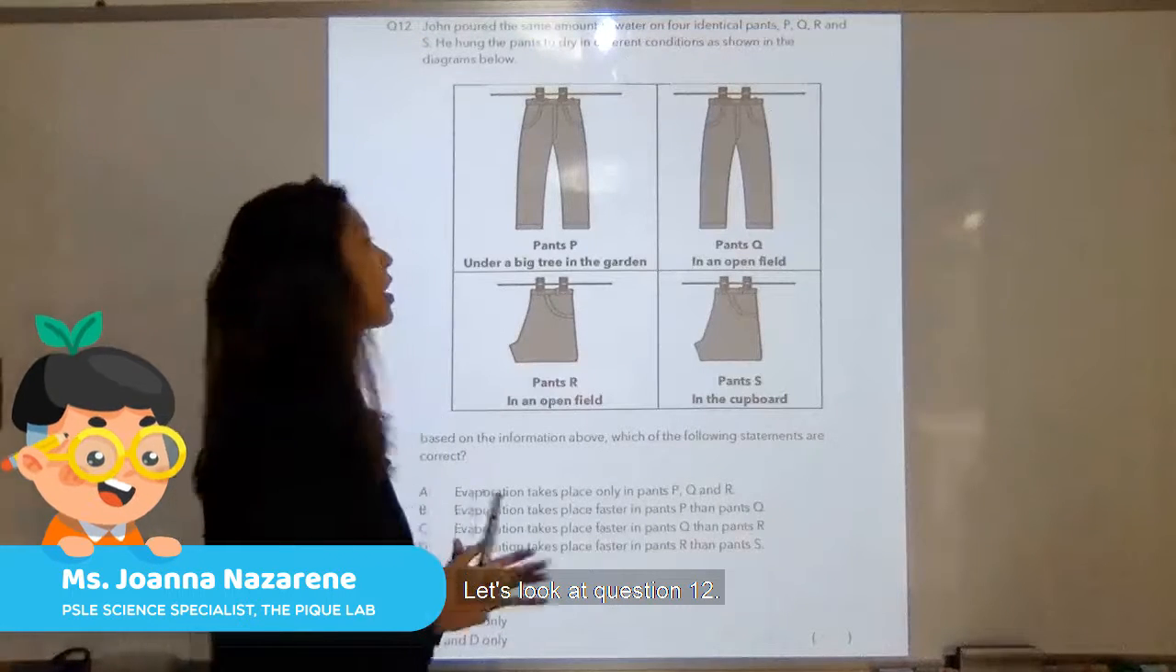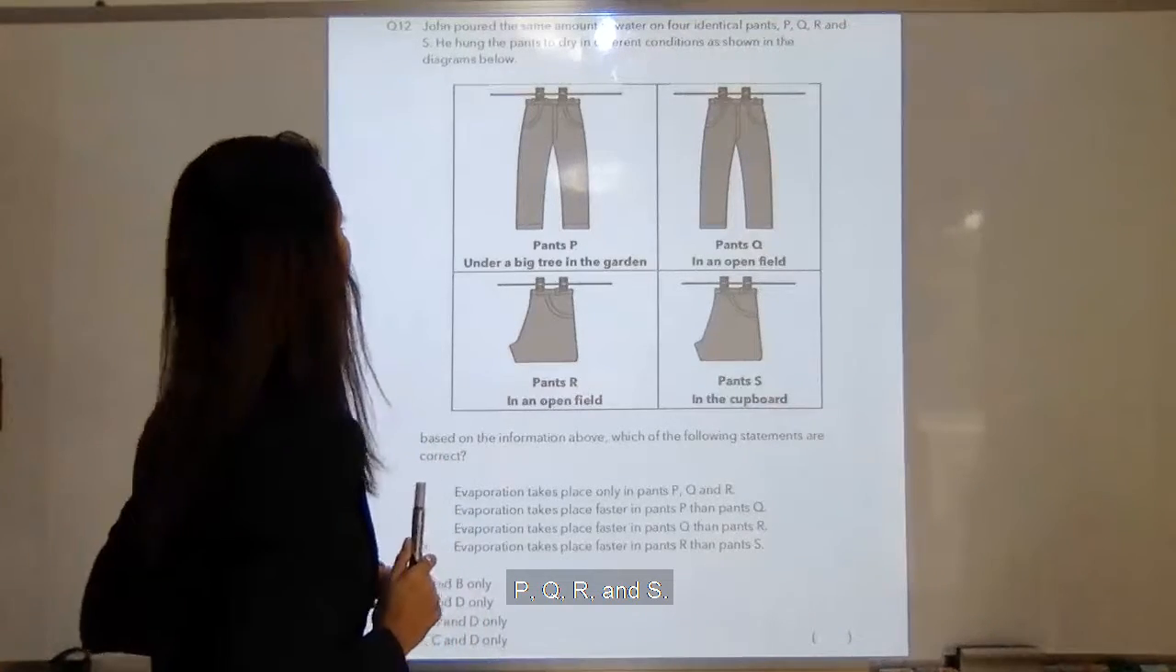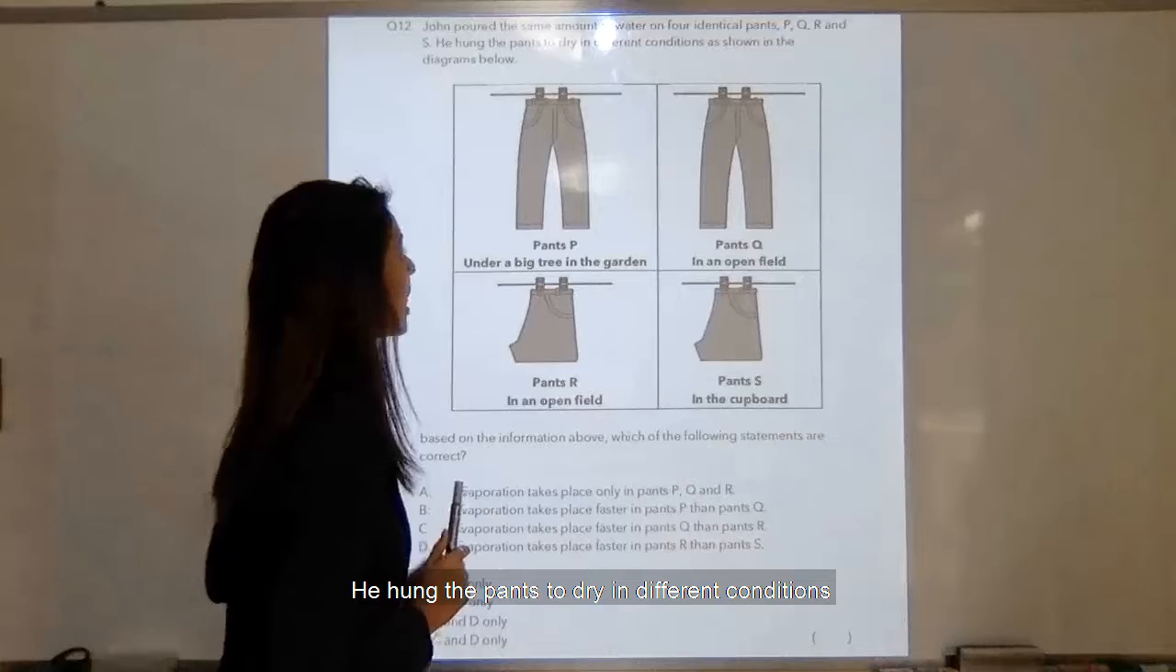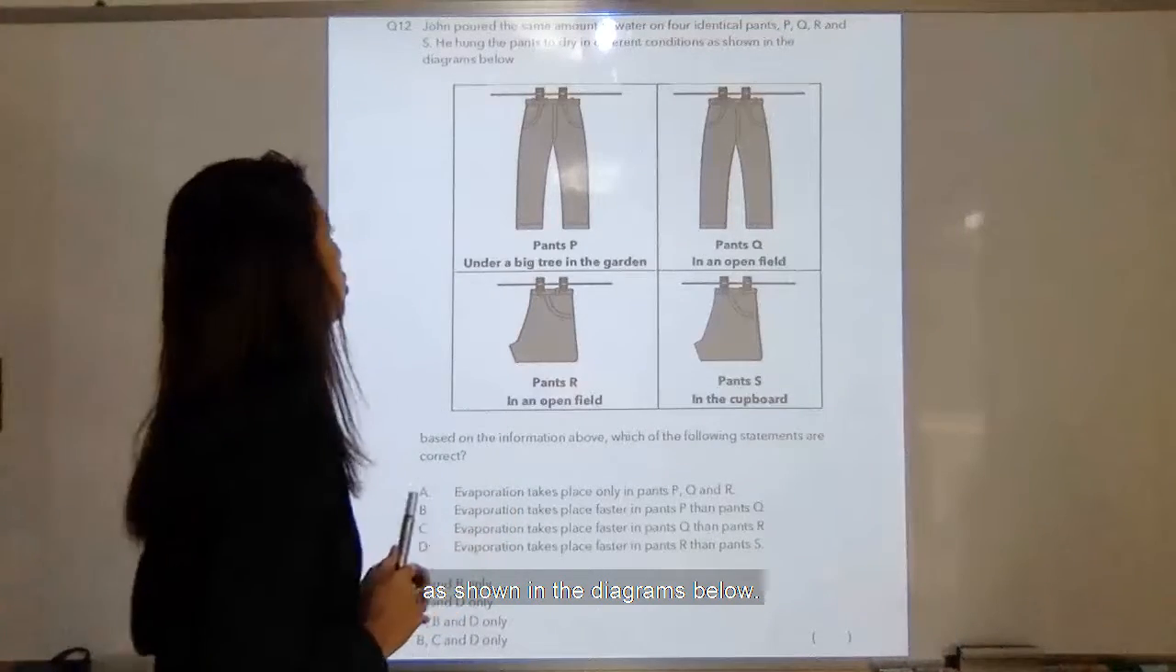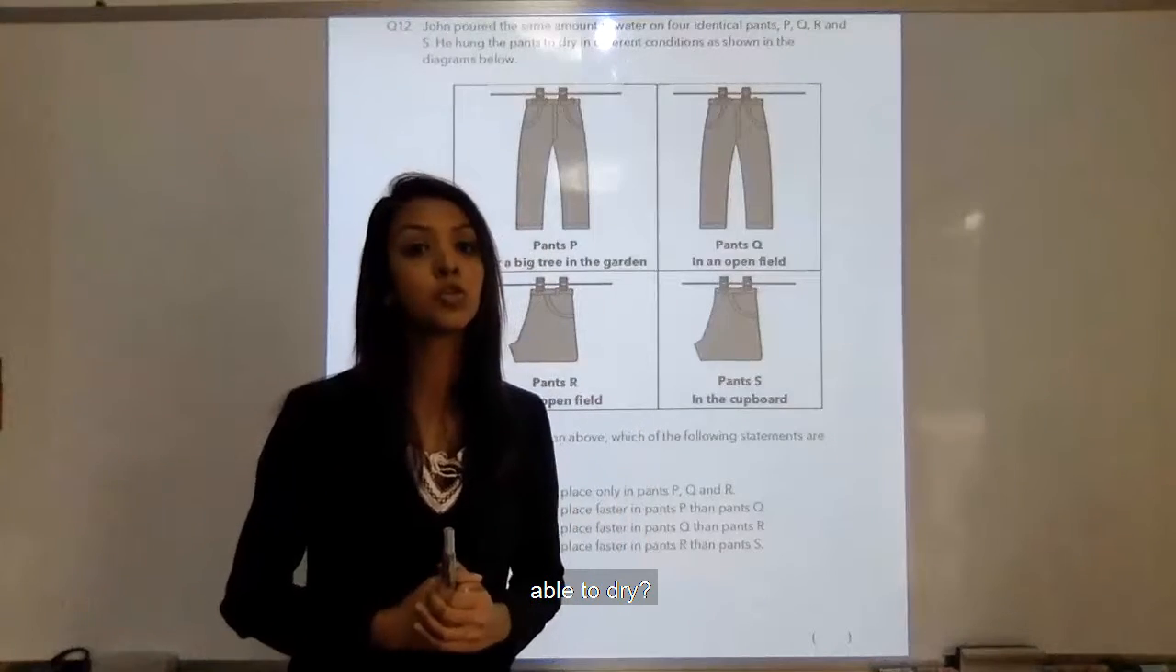At question 12. John poured the same amount of water on 4 identical pens P, Q, R and S. He hung the pens to dry in different conditions as shown in the diagrams below. So in this case, how are the pens able to dry?